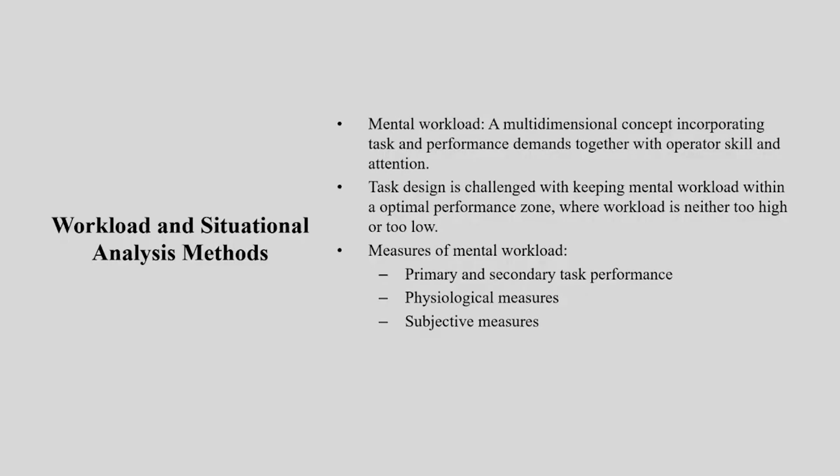So if the workload is very high or very low, then definitely the total performance of the system, the productivity of the system will fall, right? So how do we optimize it? It is very necessary. So this tool will give you a direction on how to do that. So measures of mental workload: primary and secondary task performance, physiological measure and subjective measure. So these are the components that you need to do in this particular case.